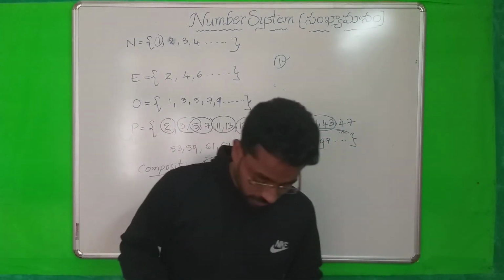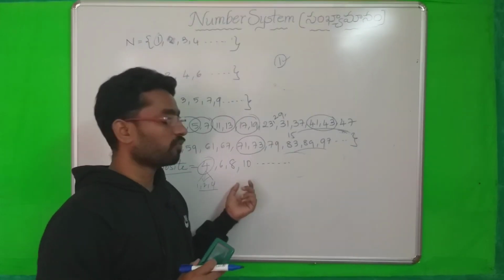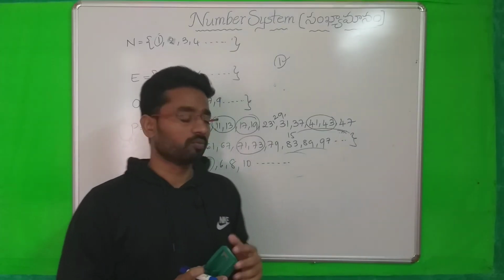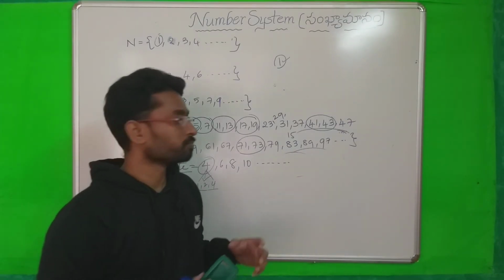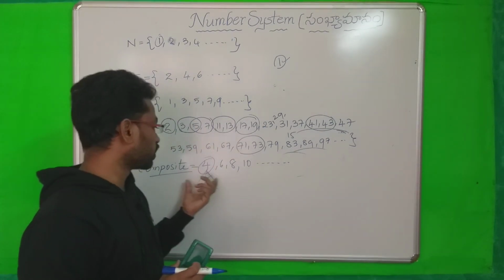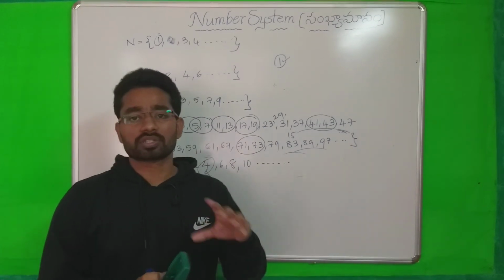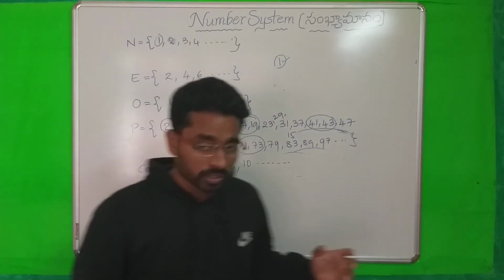Okay, once again revising, what are the composite numbers? The numbers which have more than two factors we can call composite numbers, samyukta sankhyalu. Okay, కారణాంకములు రెండు కంటే ఎక్కువ కారణాంకములు కలిగిన నెంబర్ని మనం సంయుక్త సంఖ్యలు అంటాము.